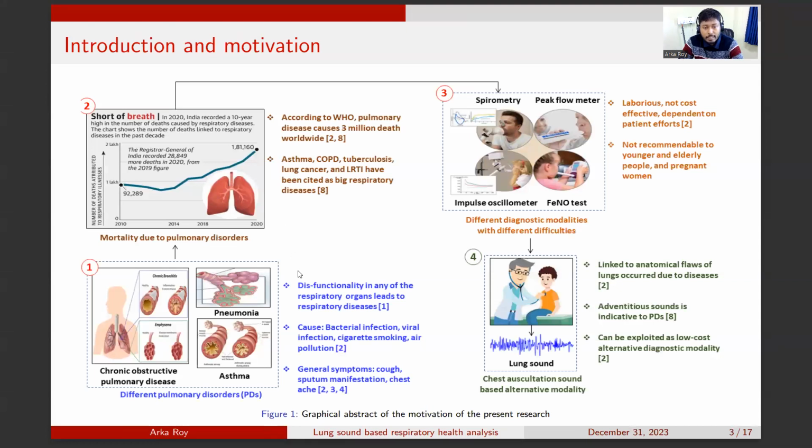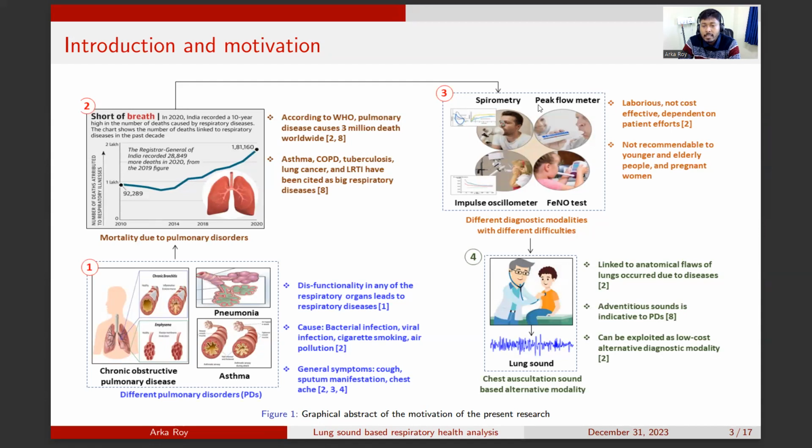Respiratory diseases such as chronic obstructive pulmonary disease or COPD, pneumonia, asthma, etc., basically refer to some dysfunctionality in the lungs. These dysfunctionalities can occur due to bacterial infection, viral infection, smoking, air pollution, etc. In recent years, we can see that the mortality rate due to respiratory disease has gone up significantly. In addition, WHO has confirmed that almost 3 million people die worldwide due to respiratory diseases.